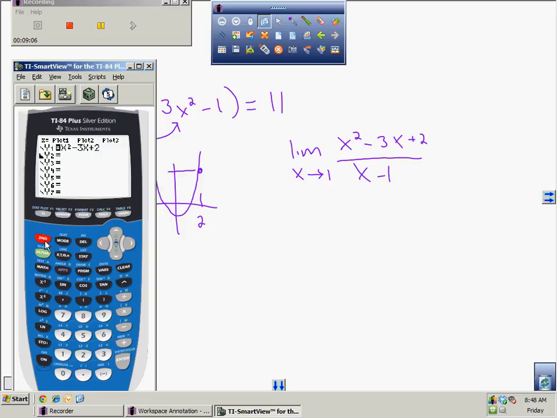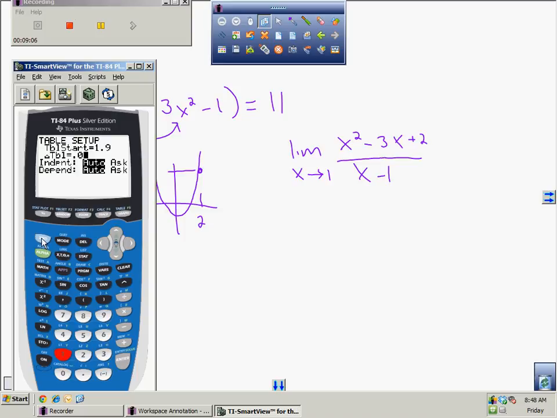Okay, so I want to see what's happening with this function as I get very close to 1. So I go second table set. Table set right there. I don't want to start at 200, because then I'm going to be past where I want to find my limit. So what you want to do is plug in something like 0.9, and then go up in very small deltas, very small increments, because you want to see what's happening as I get very close to 1. Even 0.1 is too small, so I would plug in 0.01.